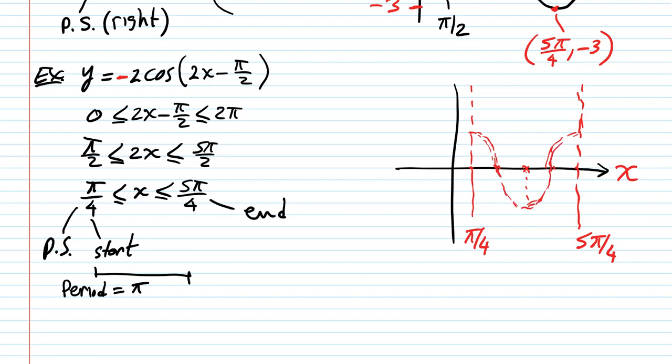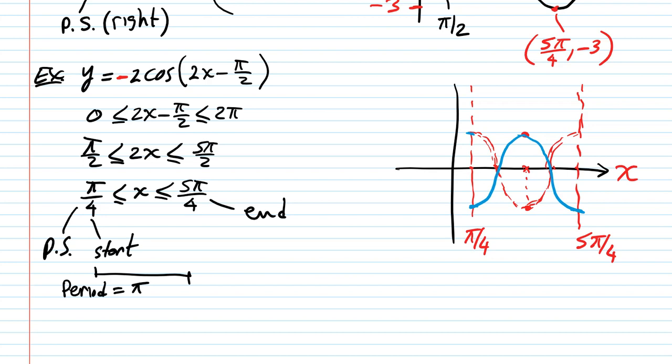And the negative will reflect it. True. So the low point is now actually the high point. And what's up here ends up down here. And there I have my graph. Isn't that cool? Now the tick marks.